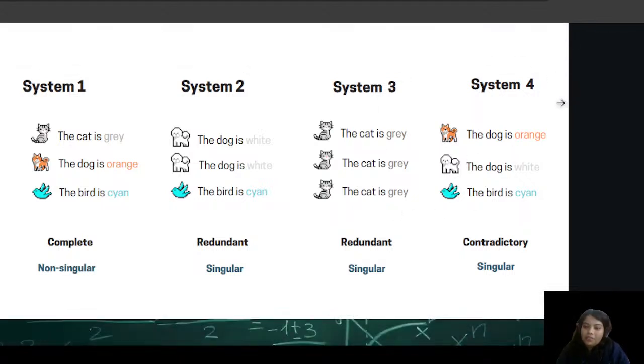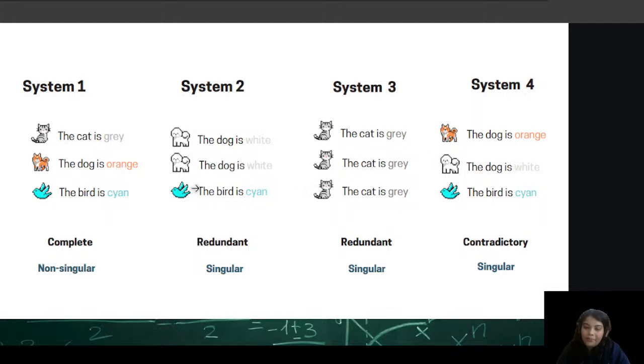But in case of system 4, we can see that it is contradictory because the dog is orange and the dog is white at the same time, but that cannot happen. We cannot let it happen, as we are dealing with the same entity here, and the color of it and the information of it is contradictory. It has to be the same, it cannot be different. So it is contradictory in behavior. Despite having another entity, the bird is cyan, it is still a contradictory characteristic and the system is singular.